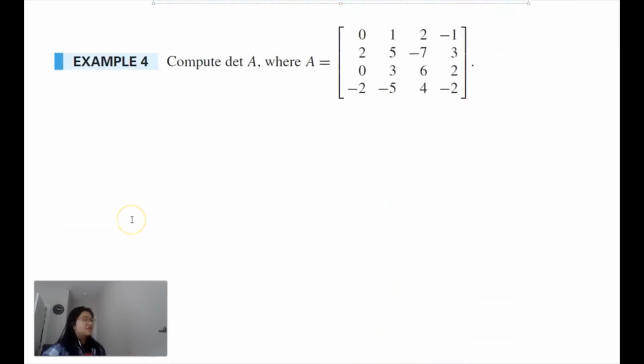All right, let's look at this example. So pause the video, try to compute this determinant, keeping in mind all the things that we've talked about.